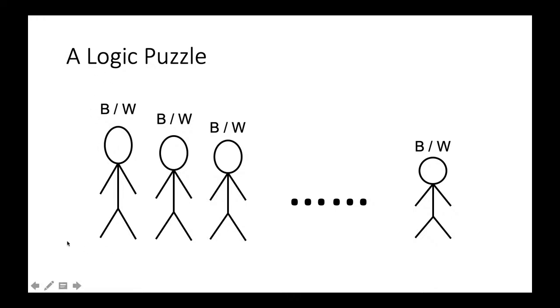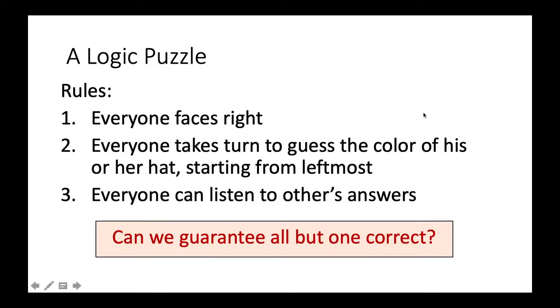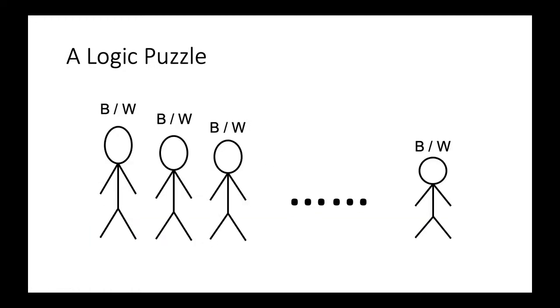Now, everyone can only see the hats of the others on the right, but the guy here cannot see anything of his own hat or anything before it. So everyone faces right, and they can see all the things on the right side.